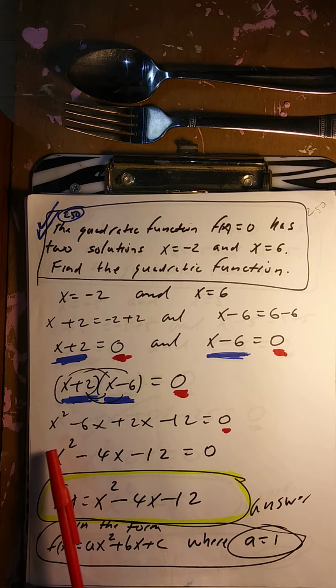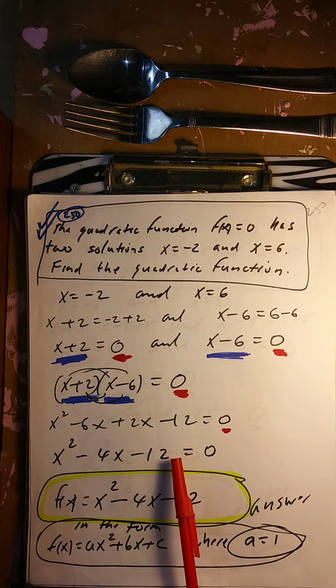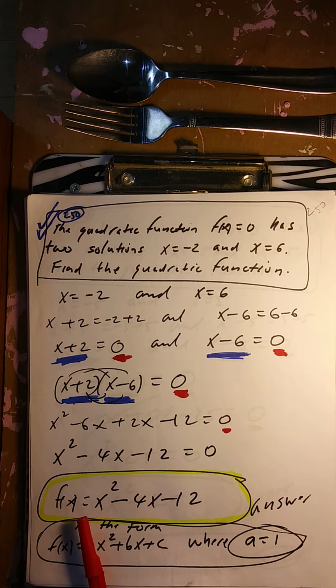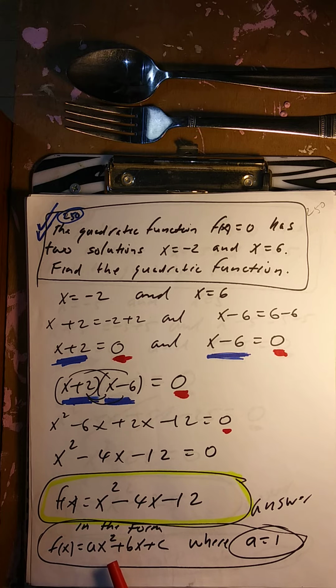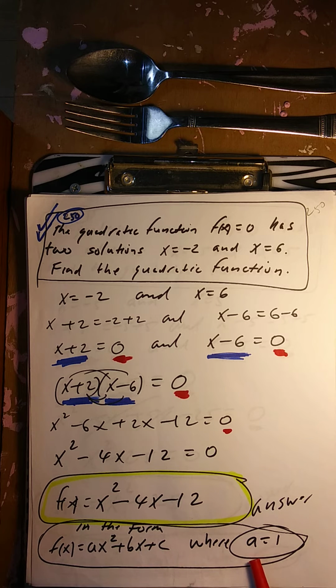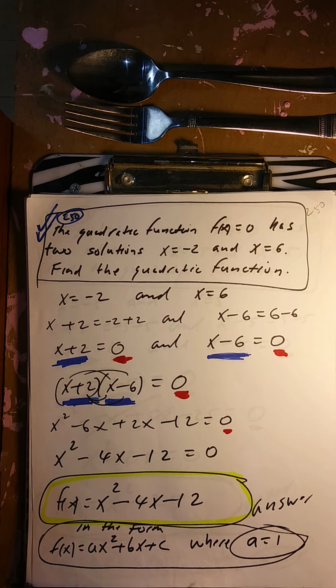So now, this is a quadratic function that works with that. So f of x equals x squared minus 4x minus 12. And it's in this form. F of x equals ax squared plus bx plus c. And this time a is what? 1. This is a 1 for this one. That one works.